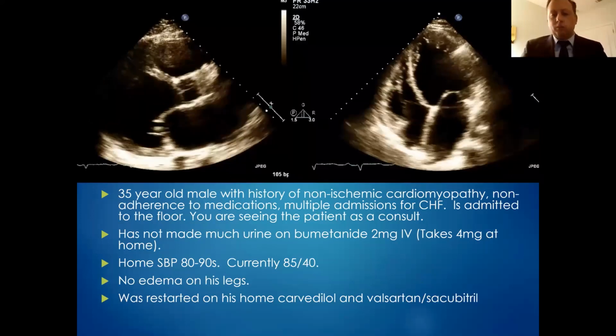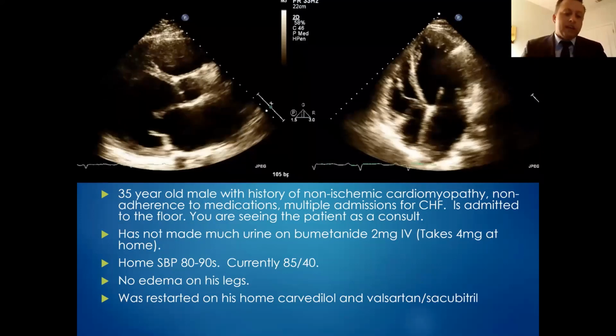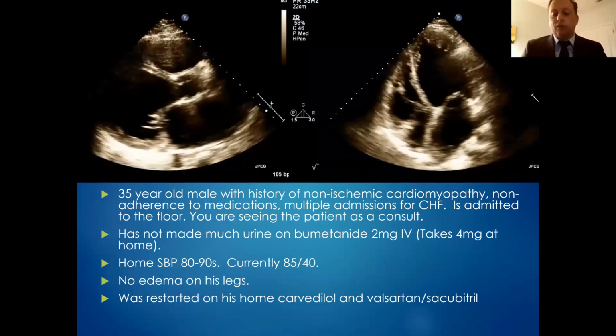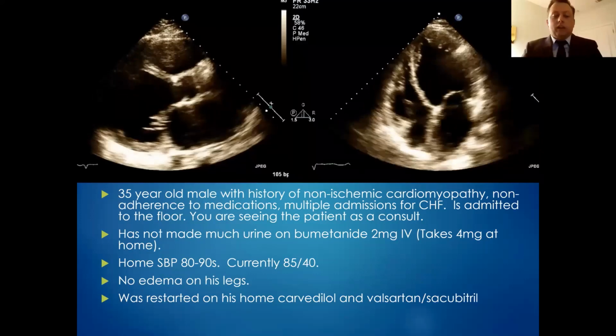He was placed on Bumex 2 milligrams IV. He typically takes 4 milligrams at a time at home. His home blood pressure is a systolic in the 80s to 90s to begin with, and currently he's 85 over 40, so not too far off from where he usually is. He has no edema on his legs, and because of this, he was restarted on his home Coreg of 12.5 milligrams twice a day, as well as Entresto.